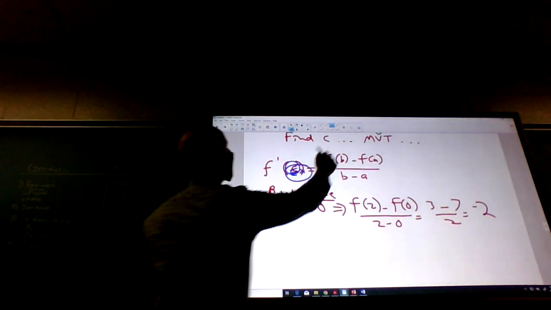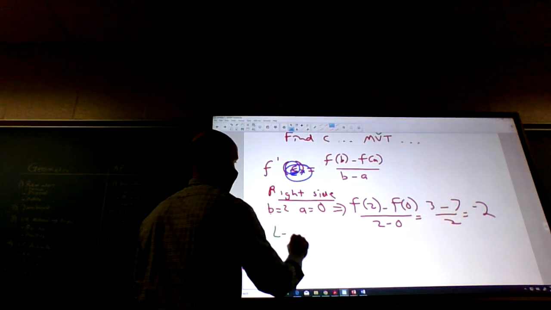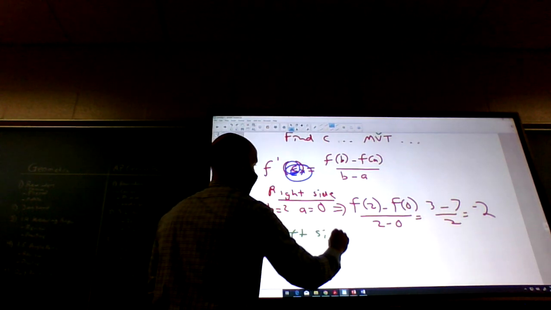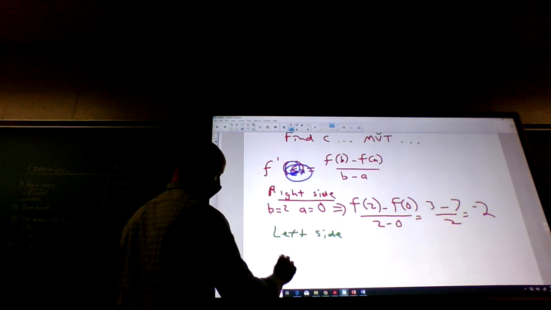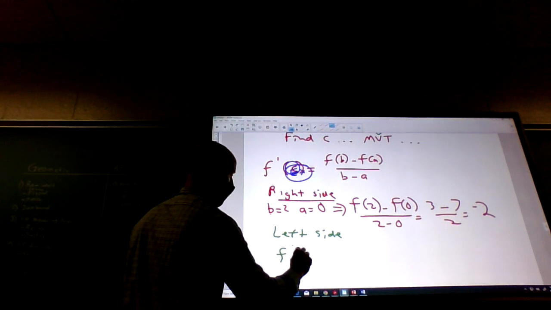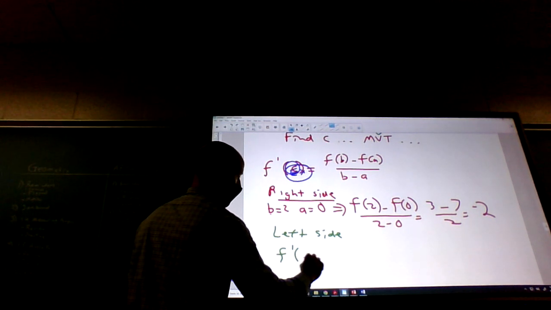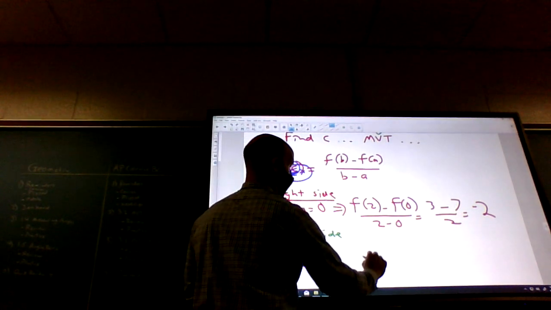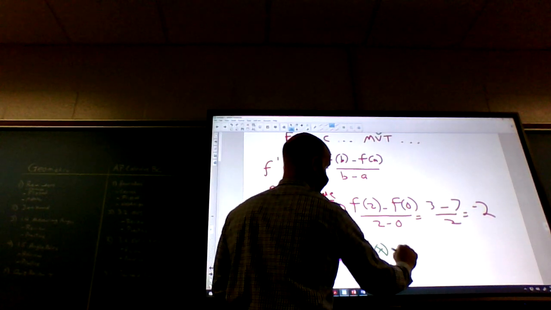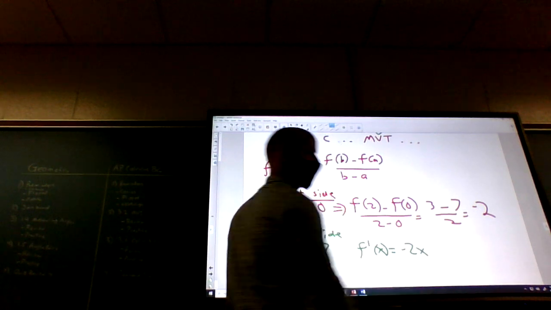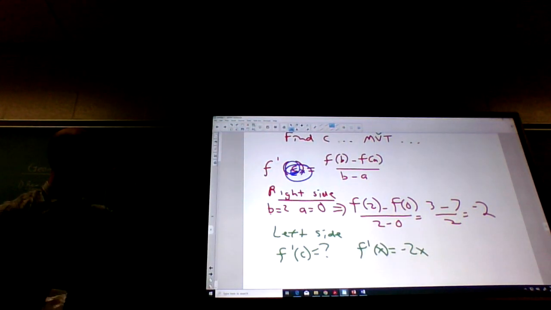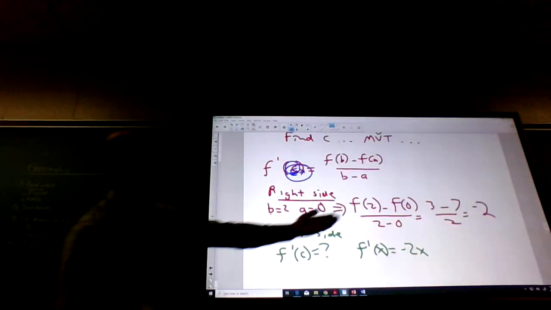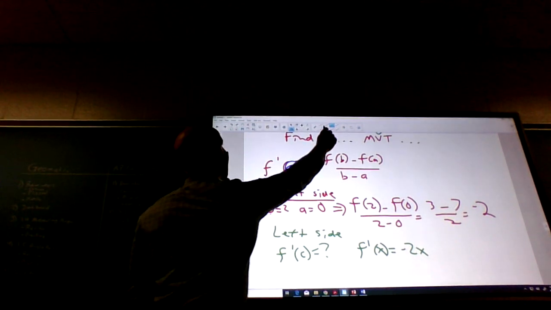All right, so now let's do the left-hand side. So the left side, I think, is f prime of c, right? So c is, I don't know what that is, right? So that's what we're trying to figure out. But f prime of x, I think isn't it negative 2x? Is that right, negative 2x? Okay, great. And we want that to be equal to what? We want that to be equal to negative 2.